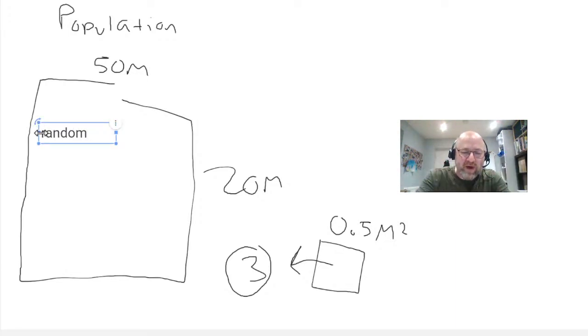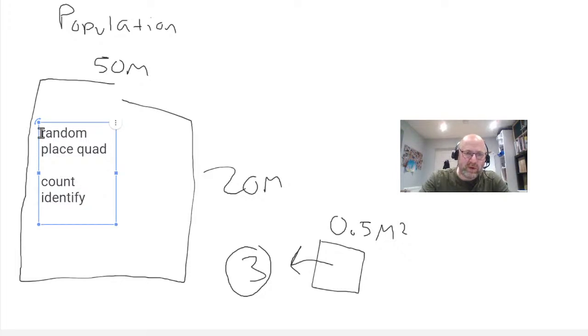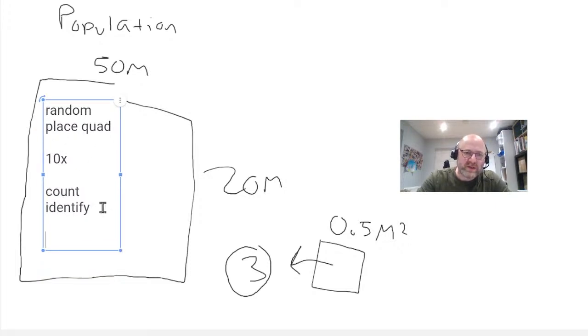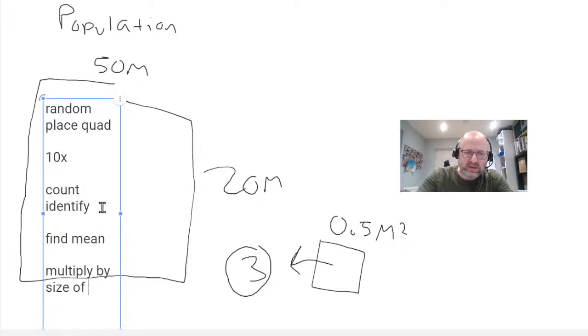So my keywords are this. I want to talk about randomly place quadrats, count, identify is important. Count and identify. You don't want to get the wrong thing. You want to mention 10 times. You can do less if you want, but 10's a good number. You want to say, for more marks, find mean. And then the difficult bit, multiply by size of field.